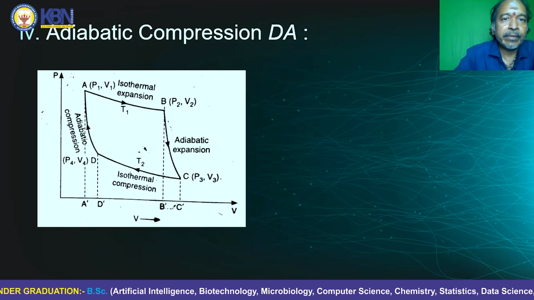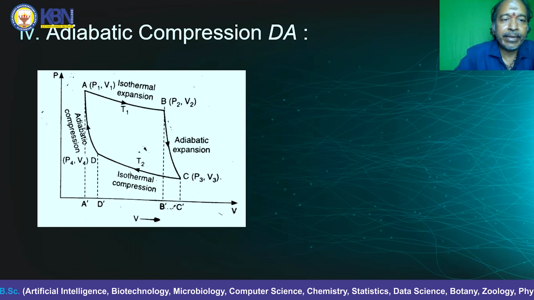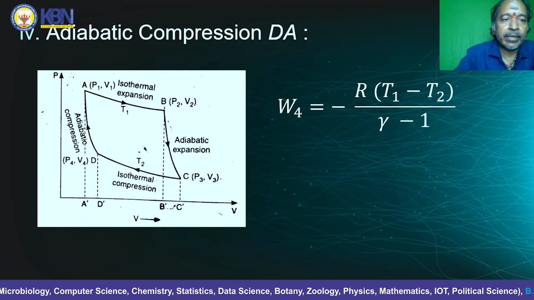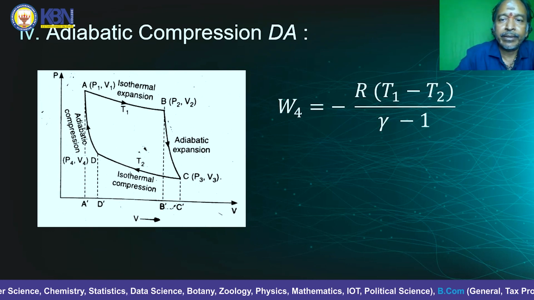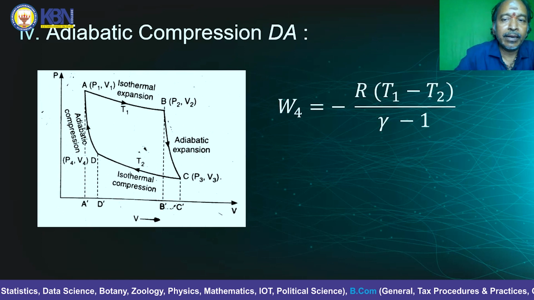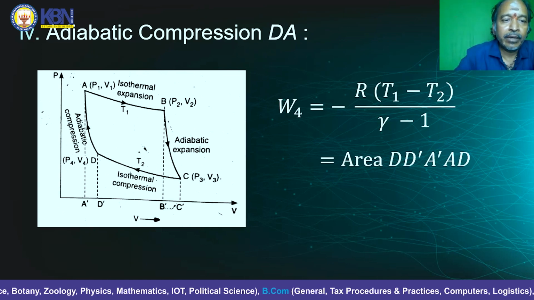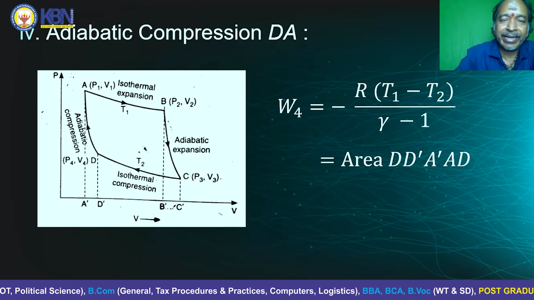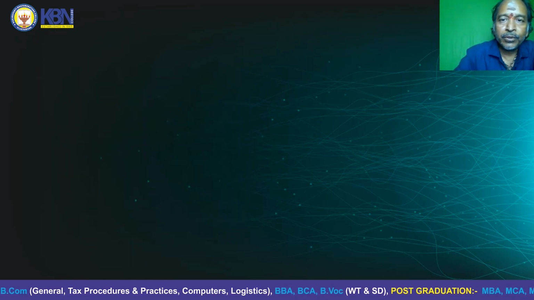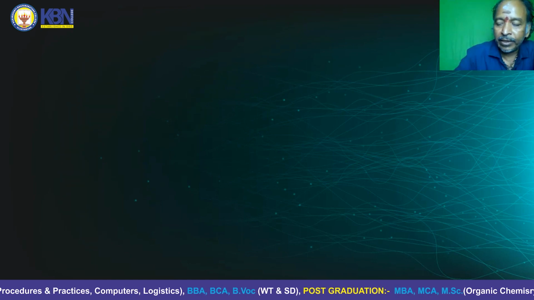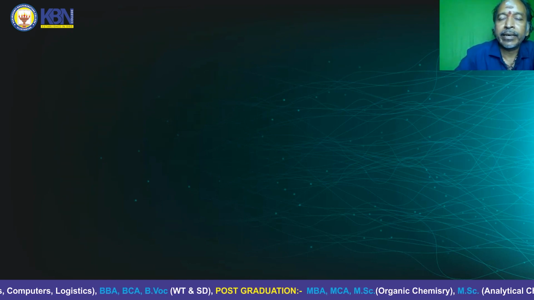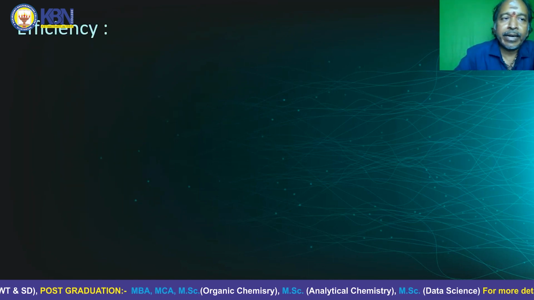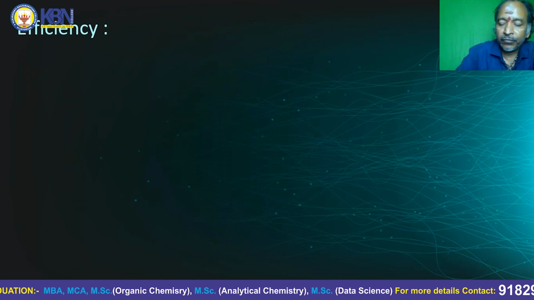And the final step, it is the adiabatic compression along DA, and it is the adiabatic process. So the work done on the gas is R into T1 minus T2 by gamma minus 1, and in terms of area it is D, D dash, A dash, A, D. So these are the 4 work done. Out of 4, 2 are work done by the gas, and the last 2 work done on the gas. So the net work done means it is the sum of these 4 works.